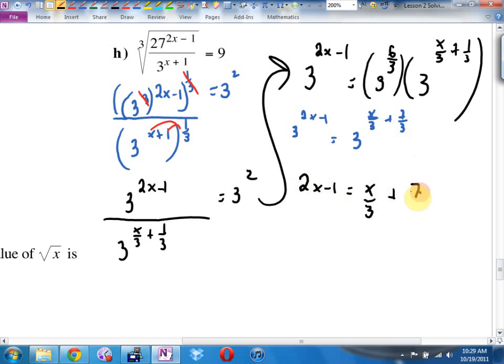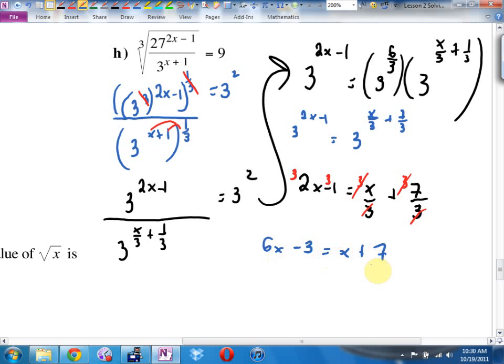Now, what don't I like about this equation? Fractions. In grade 9, you learned a wonderful trick that can make the fractions in an equation vanish. Multiply everything by the common denominator, which in this case is 3. I'm going to put a little 3 on each term. And the nice thing is, these 3s cancel. In fact, I get 6x minus 3 equals x plus 7.